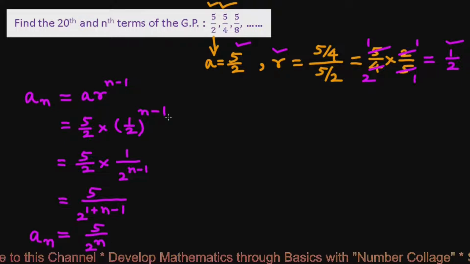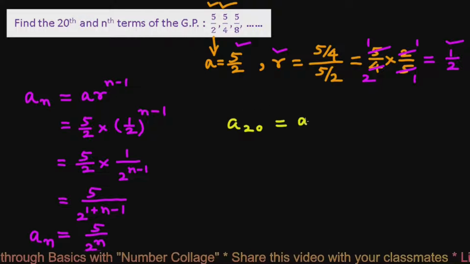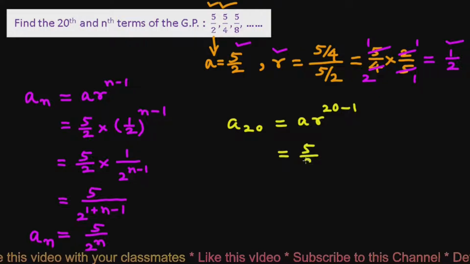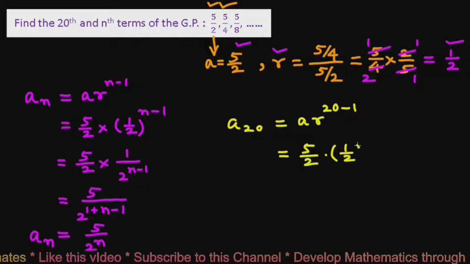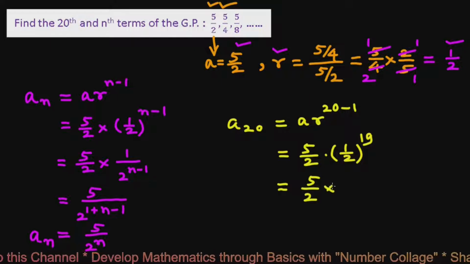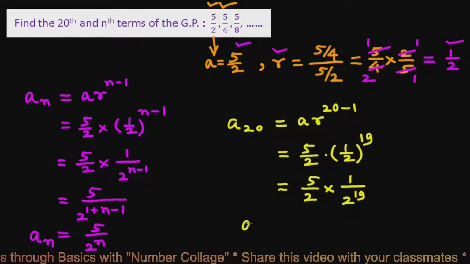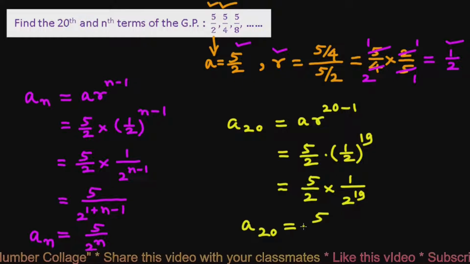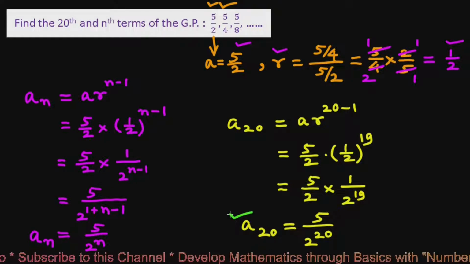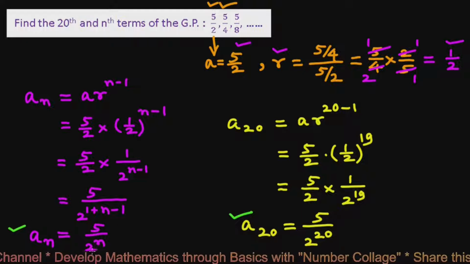Now for the 20th term, we write A20 equals A R power 20 minus 1. That will be 5 by 2 into 1 half, which is R power 19. That will be 5 upon 2 multiplied by 1 upon 2 power 19, which finally gives the 20th term to be 5 upon 2 power 20. So our answers will be 20th term 5 upon 2 power 20 and nth term 5 upon 2 power n.